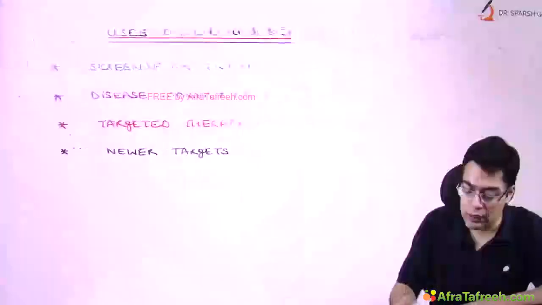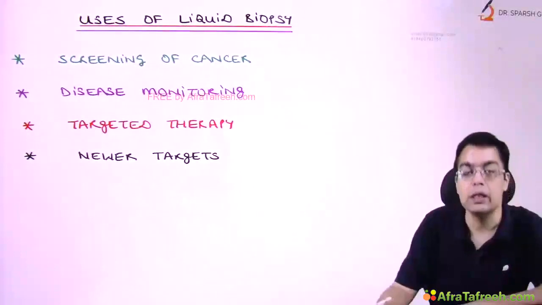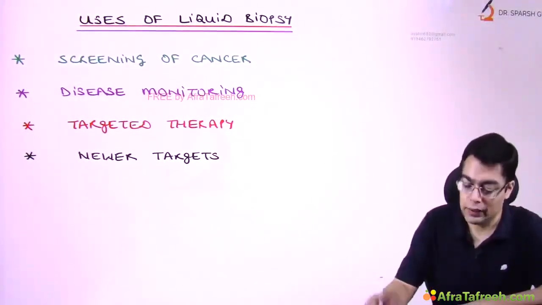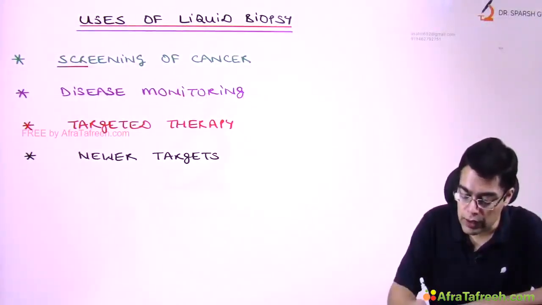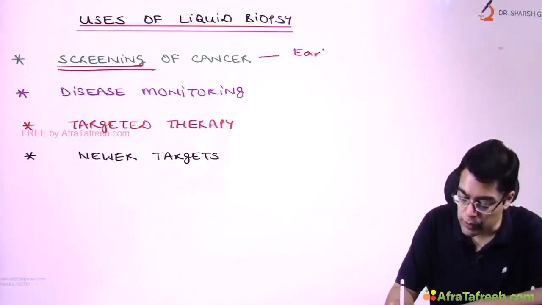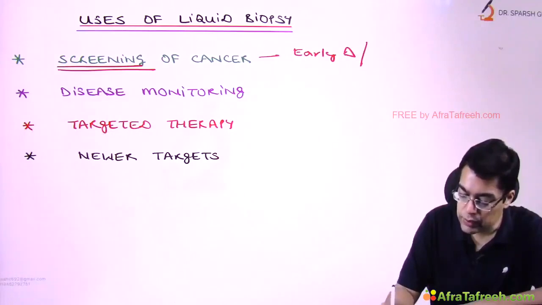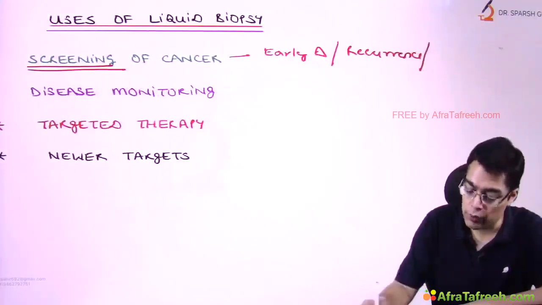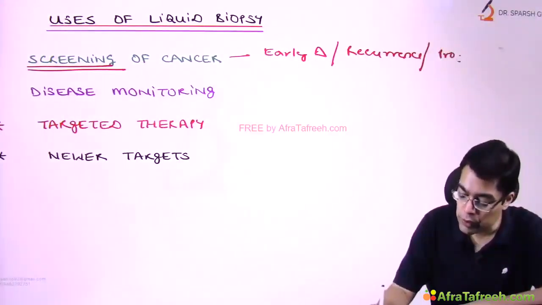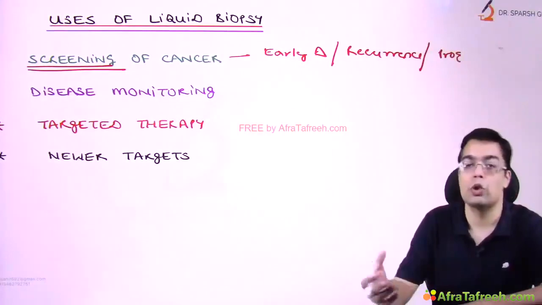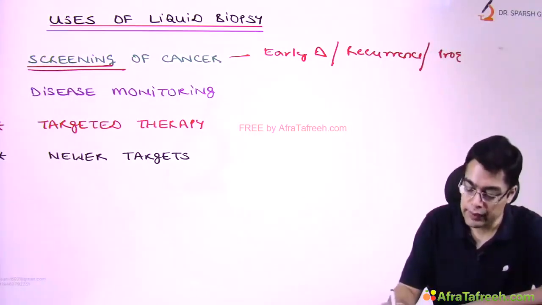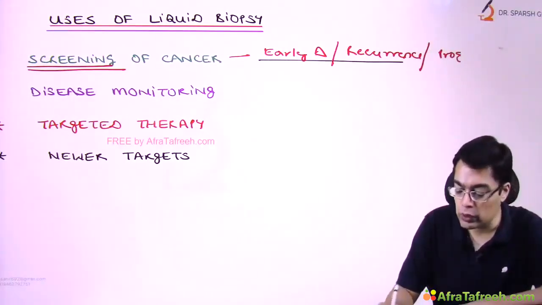We therefore understand that, if I have to summarize the uses of liquid biopsy, these are the summaries of liquid biopsy that I wanted you to understand as a concept. Screening of a cancer, which means this is going to be useful for making an early detection of a cancer. This is going to be useful because liquid biopsy can help you pick up the recurrence of a cancer. And this is also important because certain mutations might tell you about the prognosis of a patient.